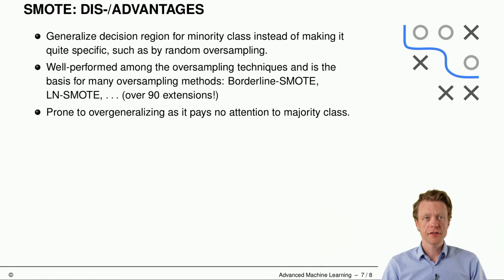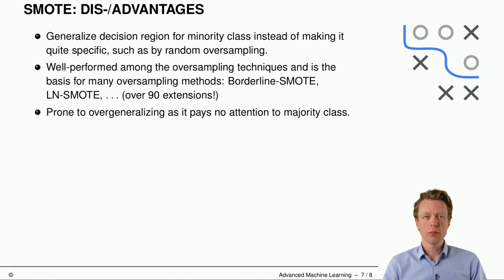So some disadvantages and advantages of SMOTE: it generalizes the decision boundary for the minority class instead of making it quite specific, such as by random oversampling. So what does this mean? Random oversampling will just create new instances, which are instances we have already seen before. So rather than exploring the feature space a little bit more, you're just piling up observations on top of each other so that we balance the data set in the end, but we don't really explore the minority class feature space region at all.